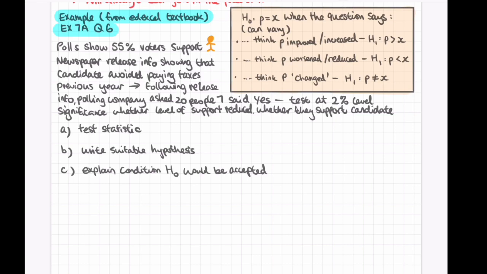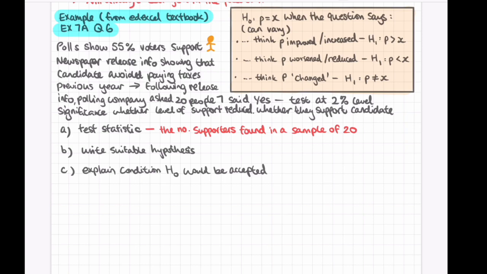So the test statistic is just the statistic that you use in the hypothesis test. In this case, it would be the number of supporters found in a sample of 20.